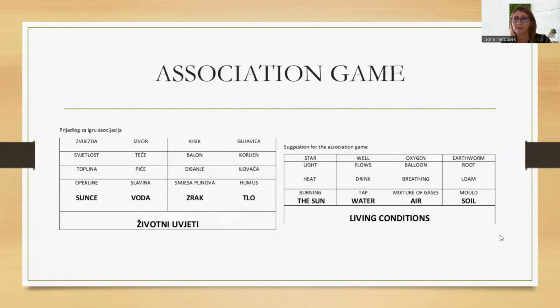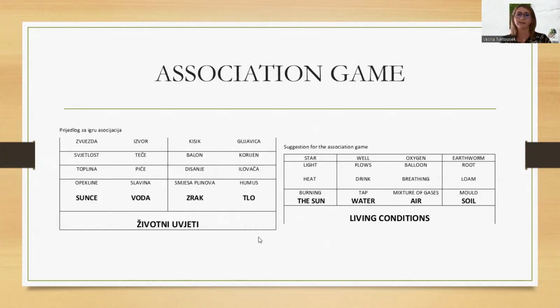So you can play it in several ways. You can hide the solution of each row and the final solution. And then the children can go through the clues and read them one by one. For example, a star, light, heat, burning, and then they guess the sun. Flows, drink, and tap, and then they guess the solution of the second row, water. When they guess the solution of all 4 rows, they can guess the final solution.